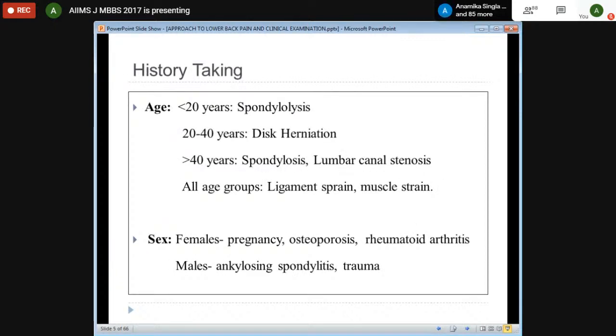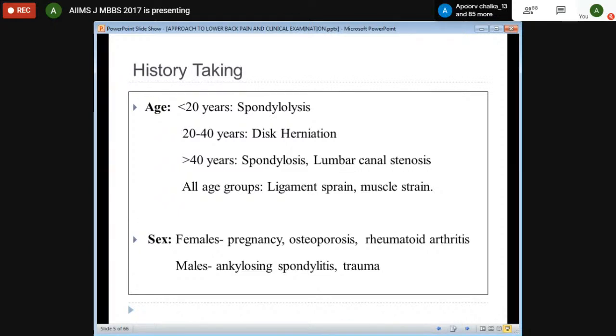While diagnosing any type of back pain, history taking is a must. While proceeding with the history taking, first we ask the age. The importance of the age is very essential while diagnosing low back pain.